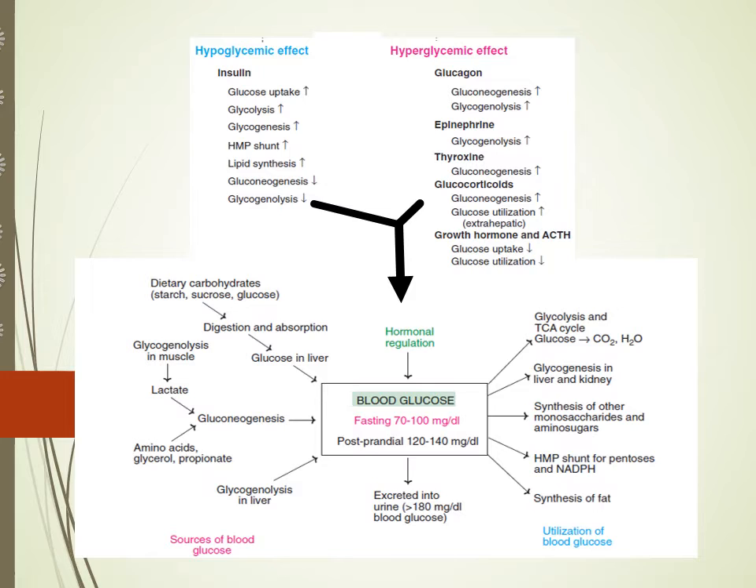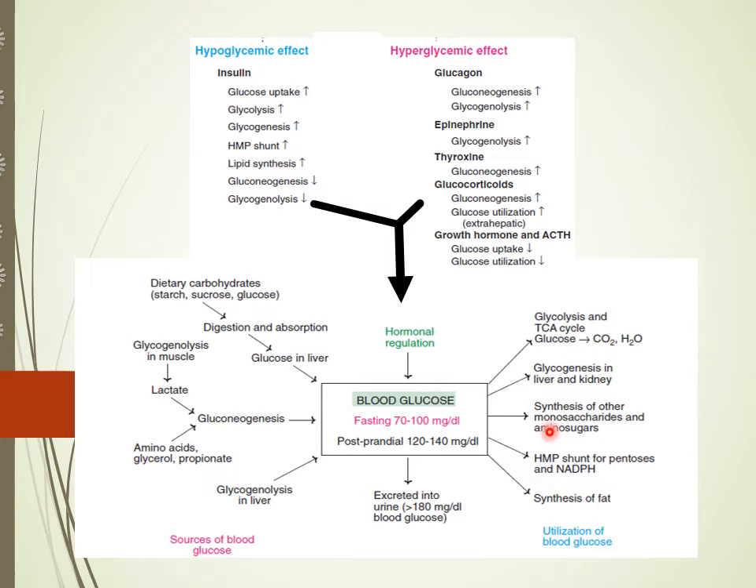Now we move on to utilization of glucose in the body. Glucose is utilized to generate energy by glycolysis and the TCA cycle. Then it is used for synthesis of glycogen in liver and kidney. It is also used for synthesis of monosaccharides and amino sugars. Then the HMP shunt is the pathway by which you get the pentose sugar and NADPH. Also, glucose helps in synthesis of fat.